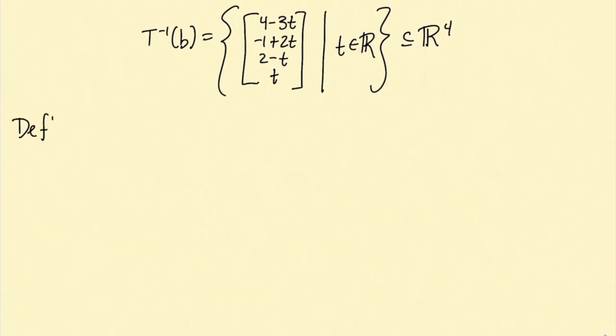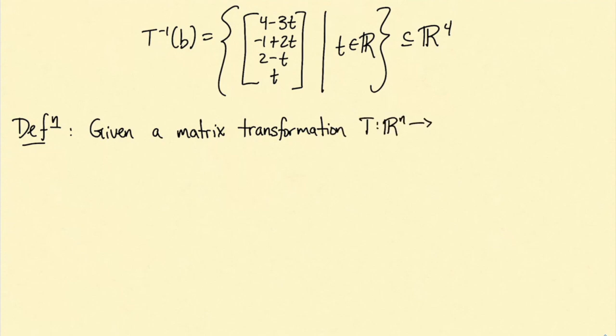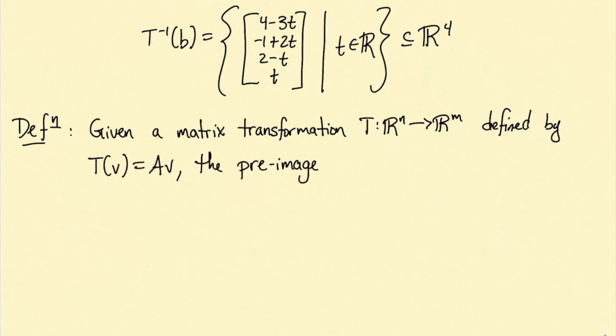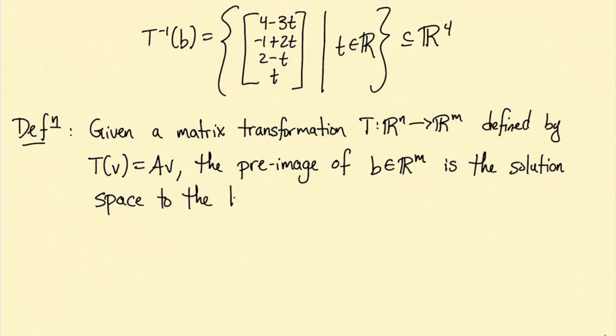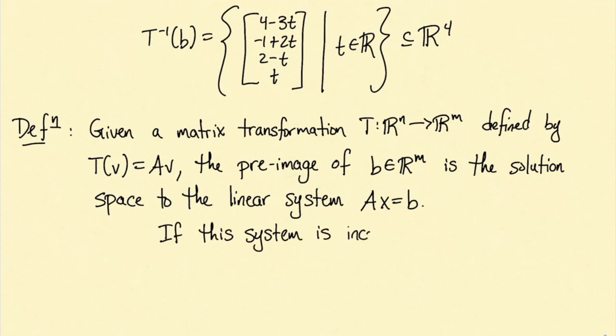To complete our little dictionary here, we note that given a matrix transformation T from Rn to Rm, defined by a matrix A, the preimage of a vector b is simply the solution space to the linear system Ax equals b. If the system Ax equals b is inconsistent, then we simply say that the preimage is the empty set.